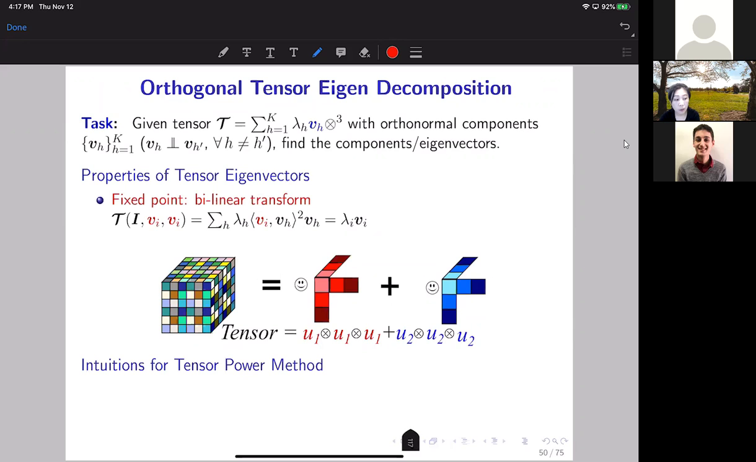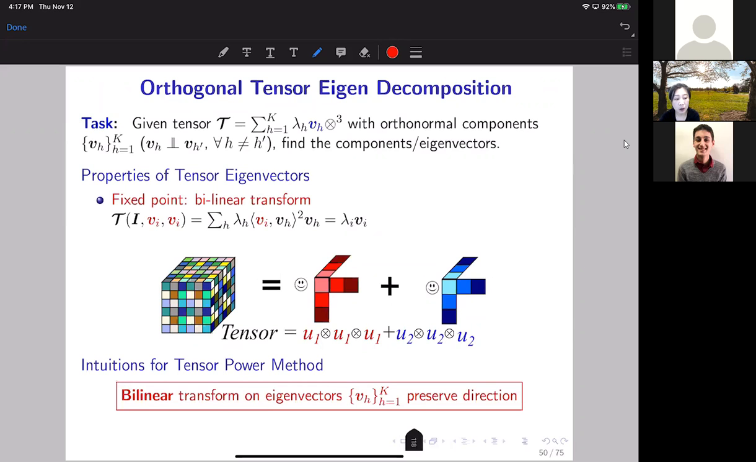Okay, so the intuition for the tensor power method is actually different from the matrix power method. The matrix power method is just that a linear transformation on eigenvectors preserves the direction. But now this is a bilinear transformation on eigenvectors that preserves the direction. So these are two different intuitions, but they are related to each other, right? One is essentially the extension of the other.